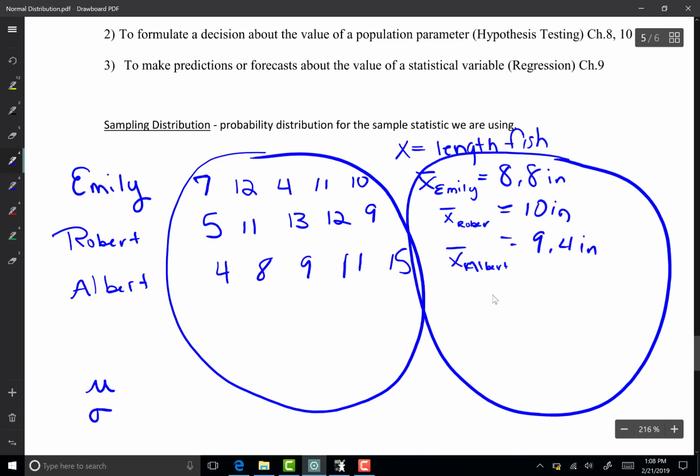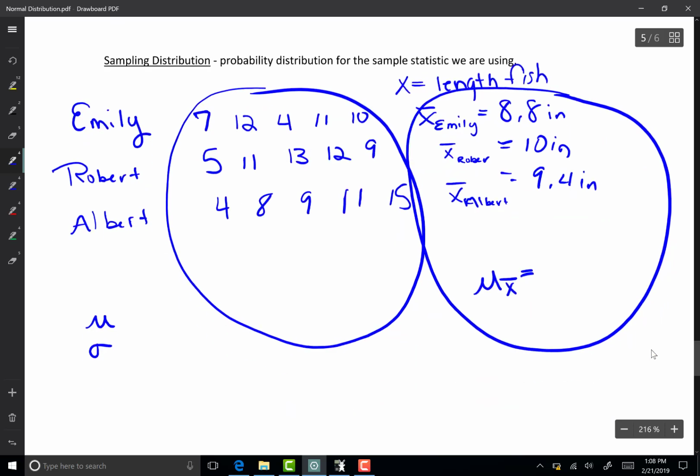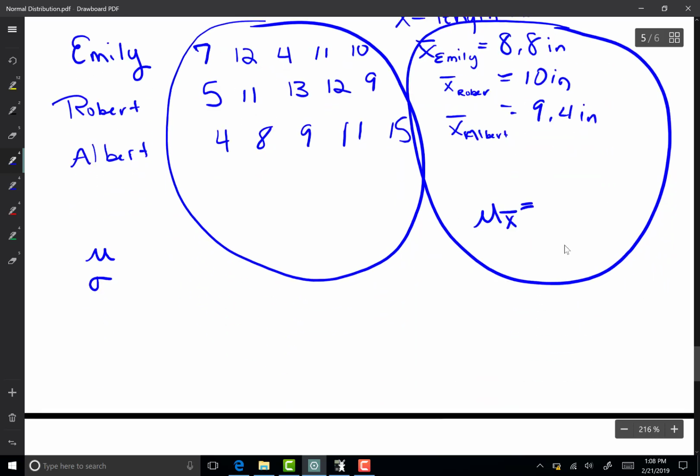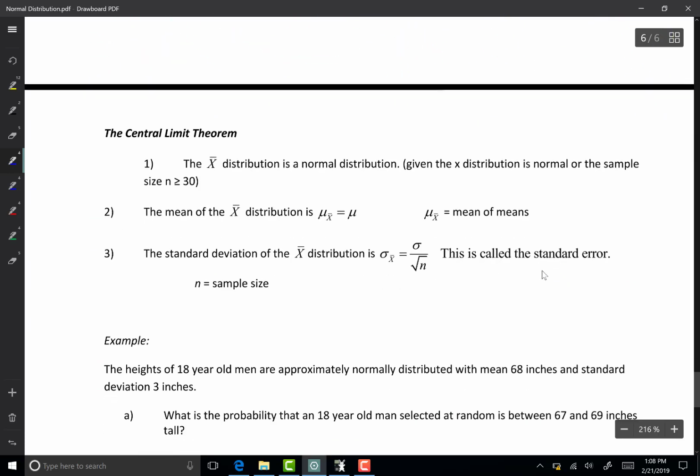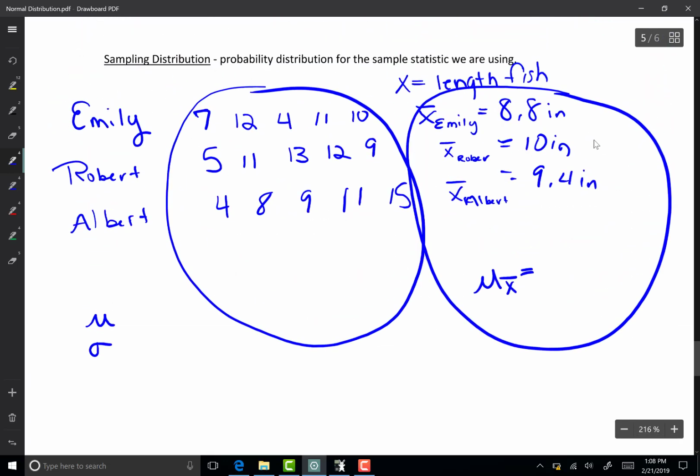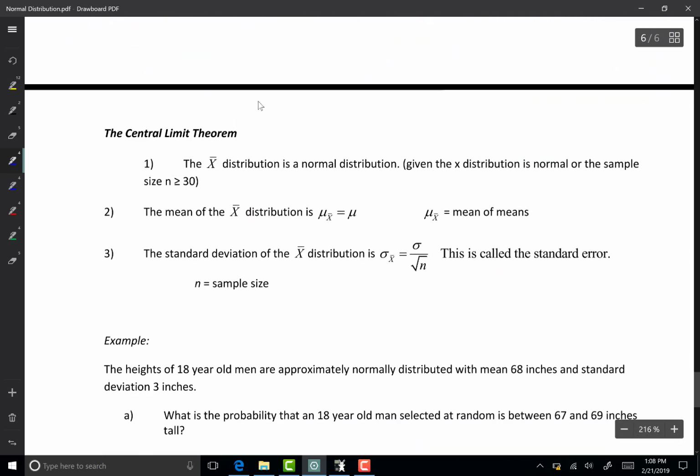Are you with me? So what the sampling distribution tells us is we can calculate the population mean of all of these means. That's called the mean of the means. Now let's look at what the central limit theorem tells us about this distribution. The central limit theorem tells us that the x-bar distribution, which is the distribution of all the x-bars, is a normal distribution. Two things have to happen: either the underlying distribution of x is normal, or our sample sizes are larger than 30.